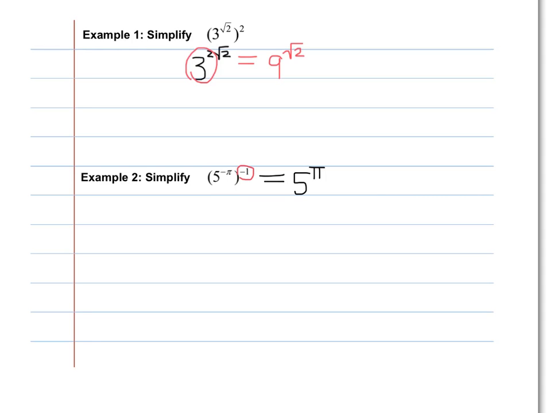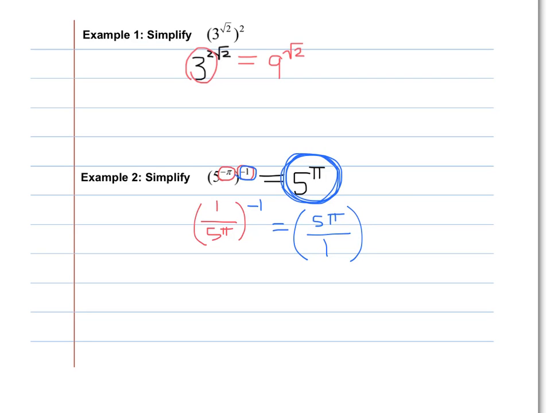Essentially doing like 2 flips. So this first negative pi here can bring it to the bottom and make it positive like this. And then this negative first power means we flip the whole thing again and we just get 5 to the pi over 1, which is just 5 to the pi. Again, the first way I did it is the most direct way of just multiplying those exponents.